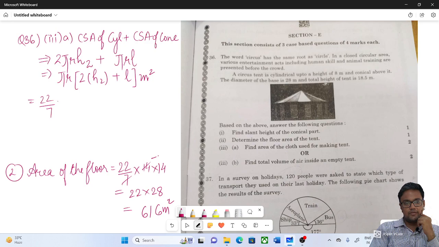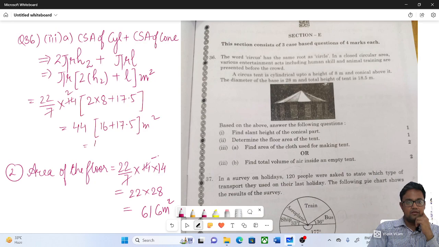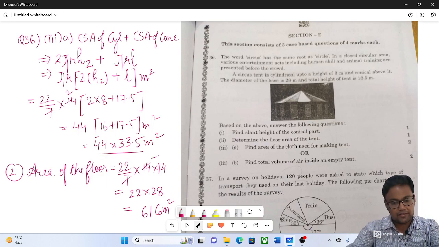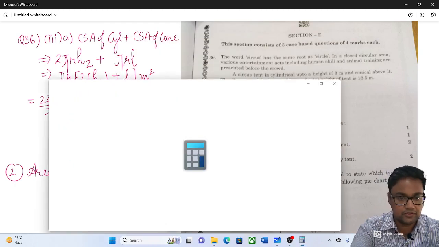So, 22 by 7 into r is 14. H2, if you remember, the height of the cylinder was 8, right. 2 into 8 plus 17.5 you got. So, it will be 44 into 16 plus 17.5 meter square, and 44 into 17 plus 16 is 33.5 meter square. So, upon multiplying it, we can quickly see, why to waste our time.